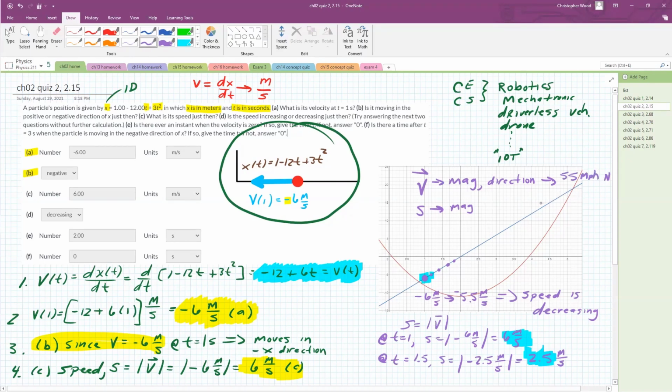And if you talk about speed, the only thing you say is, hey, just drive 55 miles per hour. If you're specifying a speed, you don't say 55 miles per hour north, because speed is a scalar quantity. Speed is just a magnitude, whereas v for velocity is a vector. Okay, so that's the difference between speed and velocity.